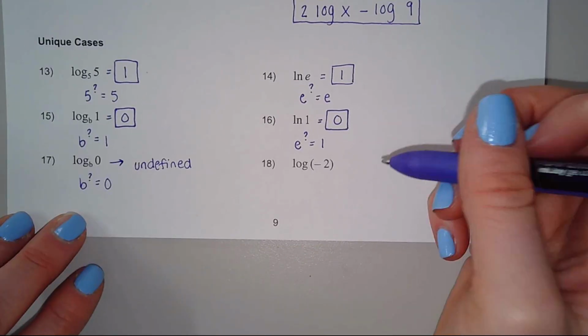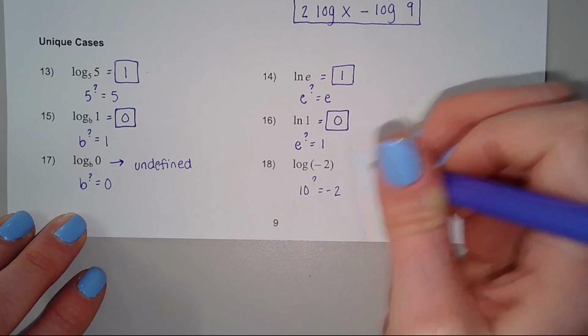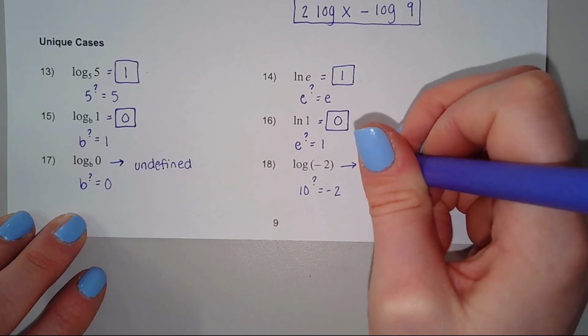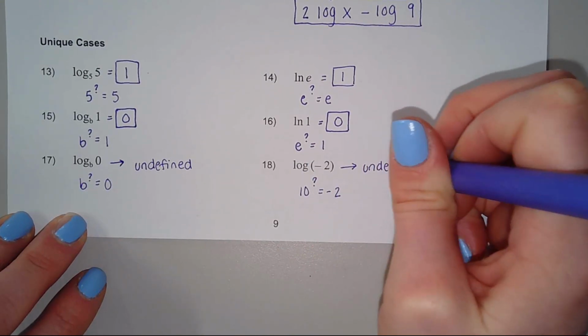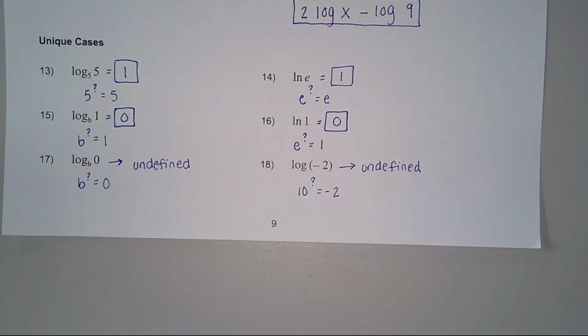Similarly, if we have a negative, this is 10 to what power is negative 2. We actually can't do that either. So we'll never get a negative answer when we're doing exponents. So this is actually also undefined. And those are just some unique instances. We'll use those when we start solving some logarithms as well.